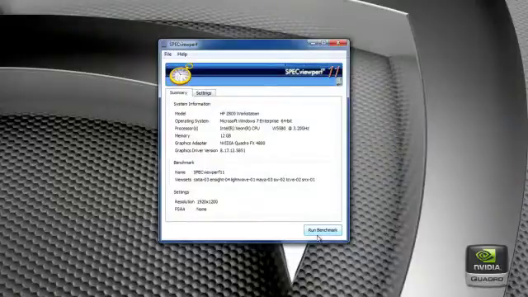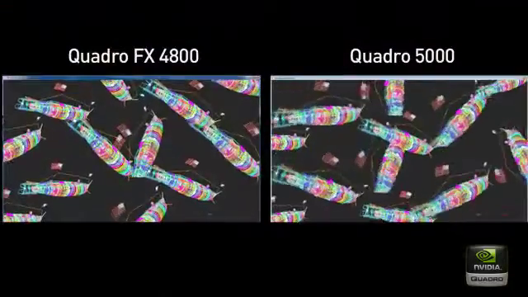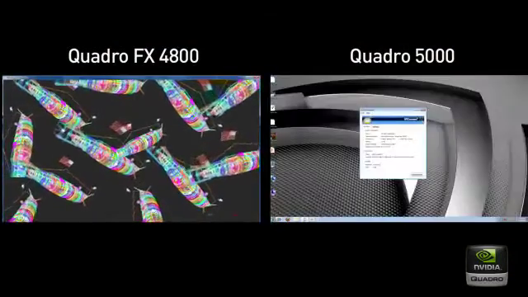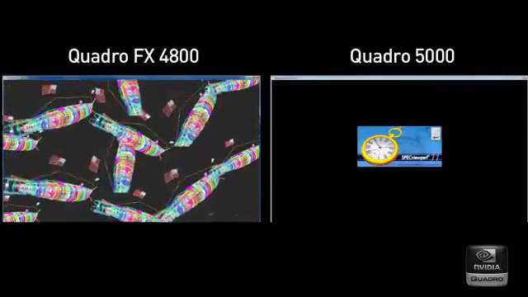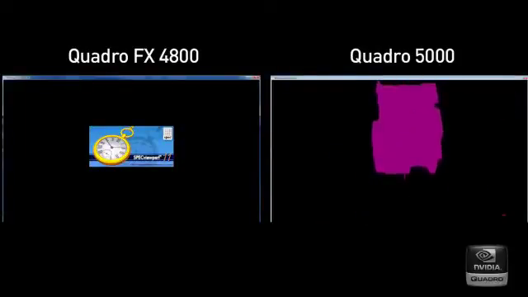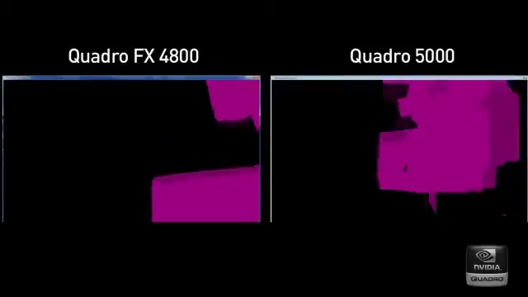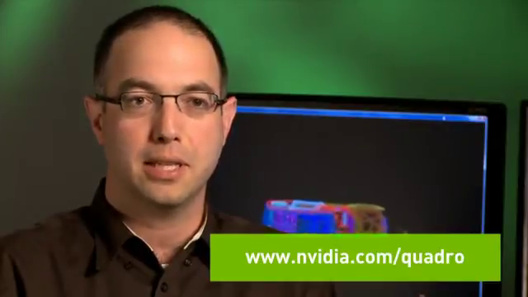The best way to demonstrate this is through an industry standard benchmark, ViewPerf. What we have here is two identical workstations. The one on the left is equipped with a Quadro FX 4800, and the one on the right is equipped with a Quadro 5000. The test we are running is ViewPerf 11, and what we have here is a variety of tests from ViewPerf 11, and each test consists of a fixed number of frames, and clearly Quadro 5000 is outperforming Quadro FX 4800. For more information about our breakthrough Quadro Fermi line of products, please visit nvidia.com/quadro.